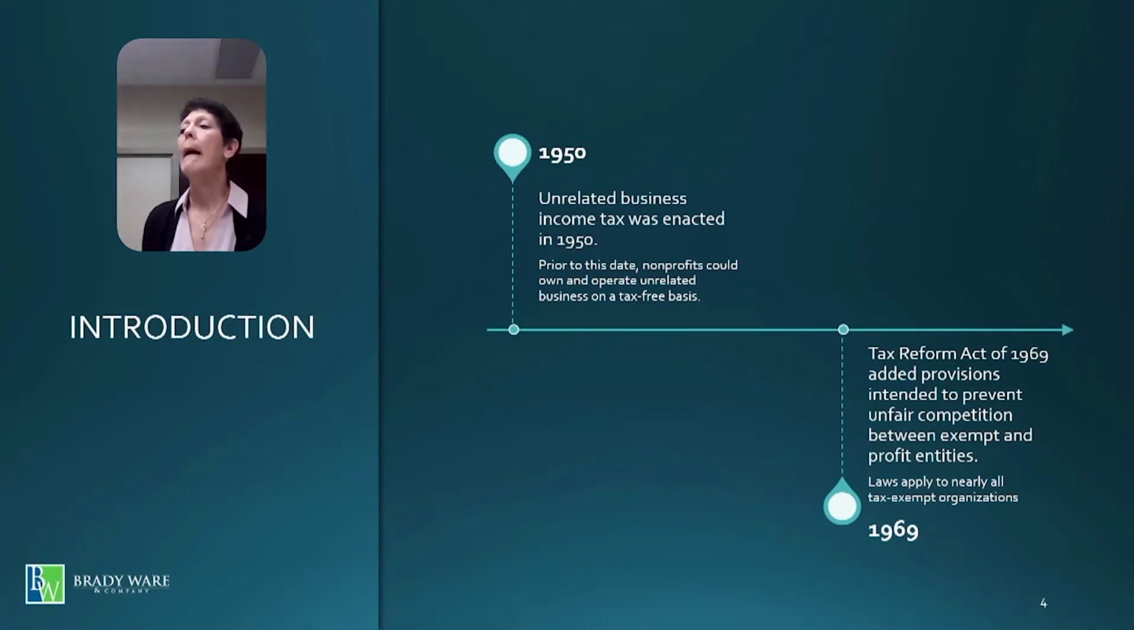The next major change in determining UBIT came from the Tax Reform Act of 1969, which added provisions really intended to put a for-profit and a nonprofit entity on the same wavelength in regard to the nonprofit generating unrelated business income that was not tied to their mission.